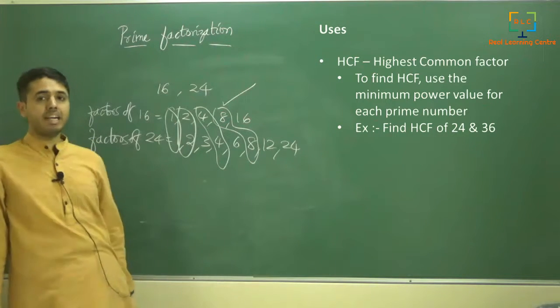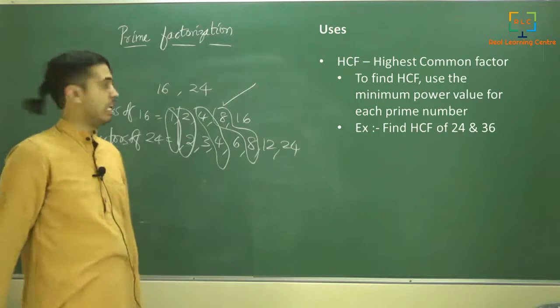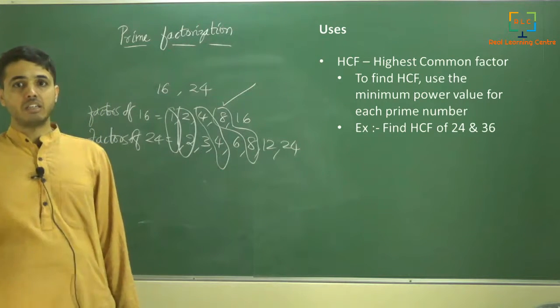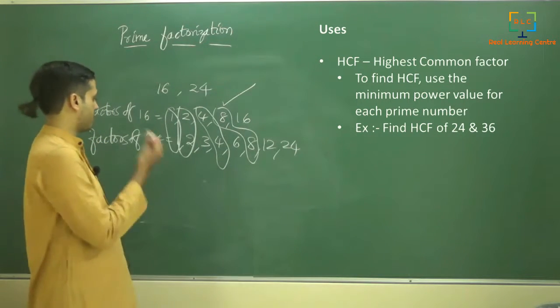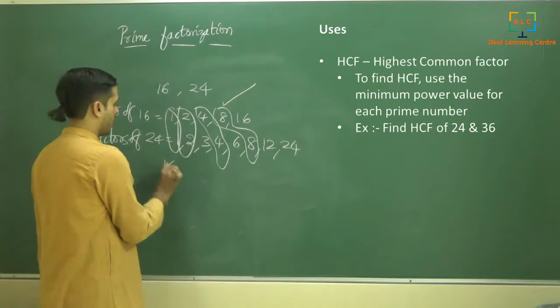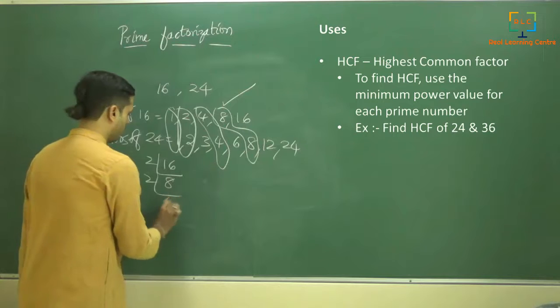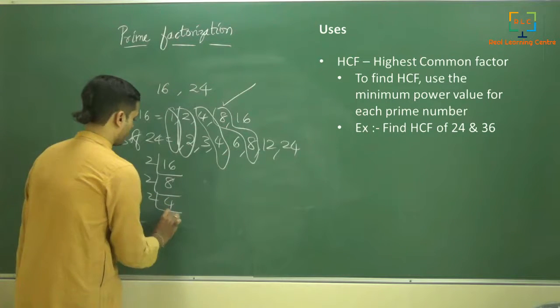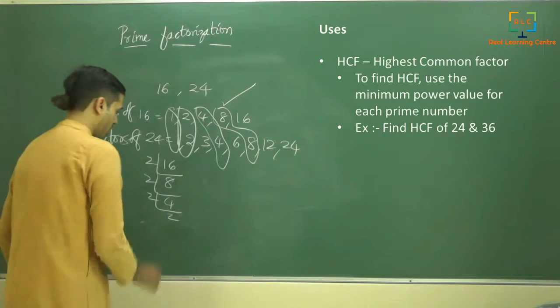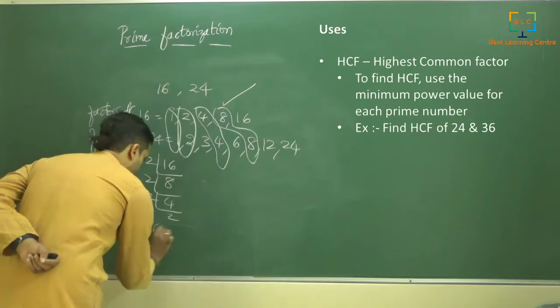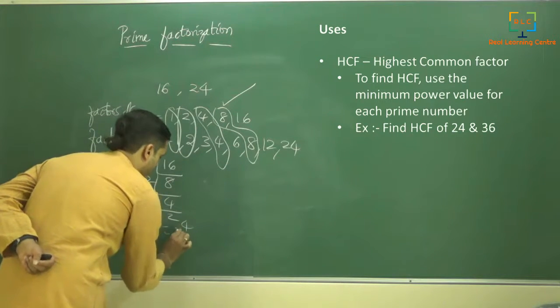So how to find the highest common factor? I start doing prime factorization of number 16. Now I do prime factorization. 2 8s are 16, 2 4s are 8, 2 2s are 4. So 1, 2, 3, 4, 2 raised to power 4. 16 is equal to 2 raised to power 4.